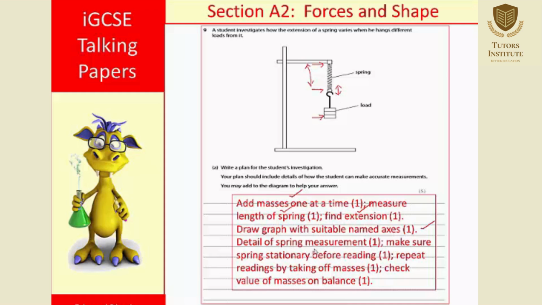Make sure the spring is stationary. When you put masses on there, the spring is going to bounce downwards and bounce up, so make sure it's stationary when you take the reading. Okay, repeat readings. Now, the spring may start to stretch permanently, so if you take readings, repeat them as you take masses off. So go down, 100, 200, 300, 400, then as you go back up, 400, 300, 200, 100. Again, take the extension. So that one's there.